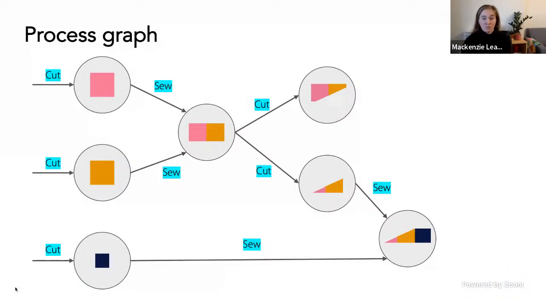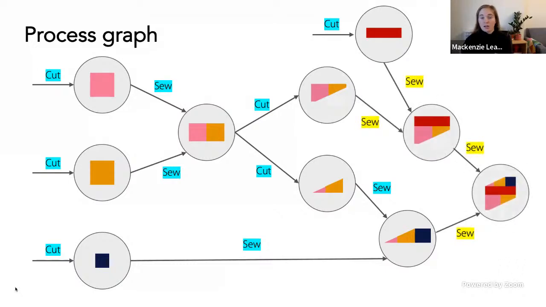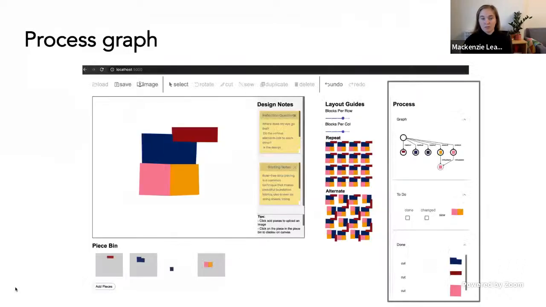Alternatively, we can continue to explore different variations of this design. So for example, starting with this other branch, we can then add an additional piece and then further build our design. And all of this allows us to experiment while keeping track of changes and not necessarily making permanent changes to our physical materials until we're ready to do so. And we include a visualization of this process graph in the PatchProv interface, which updates as the user makes changes to the design.